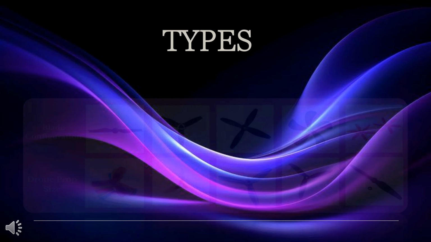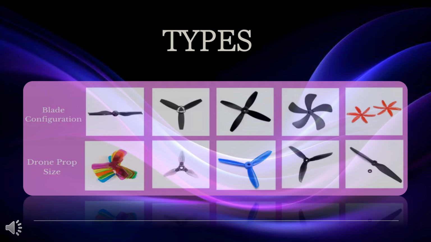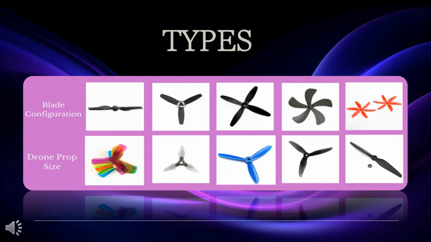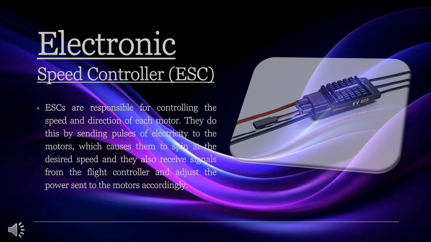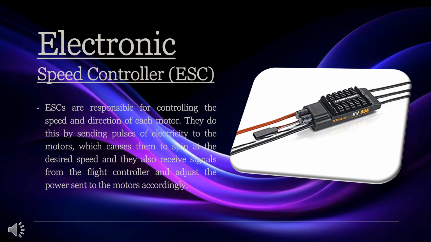Different types of propellers. Electronic speed controller. These are responsible for controlling the speed and direction of each motor. They do this by sending pulses of electricity to the motors, which causes them to spin at the desired speed, and they also receive signals from the flight controller and adjust the power sent to the motors accordingly.